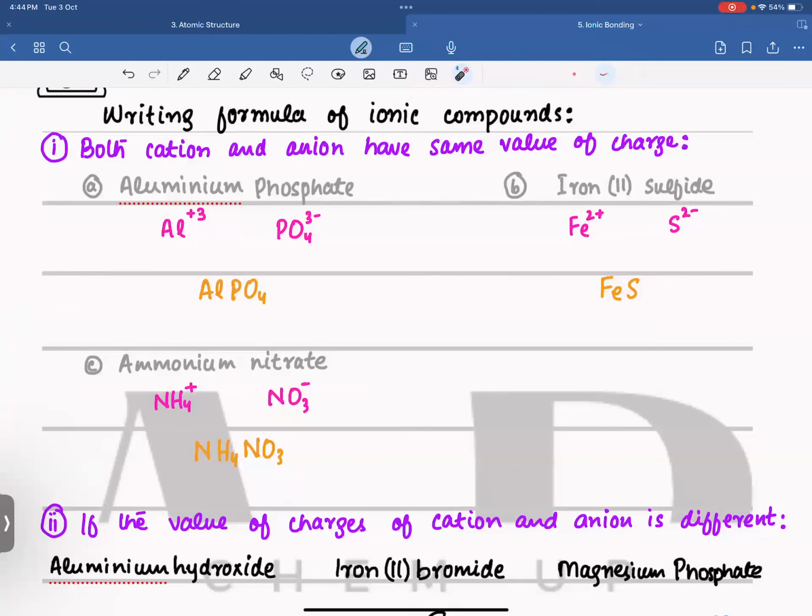Yes, Khadija, are you done? So I'm on the last part. Of the ions, not the whole compound. Okay, just write the formula of the ions.